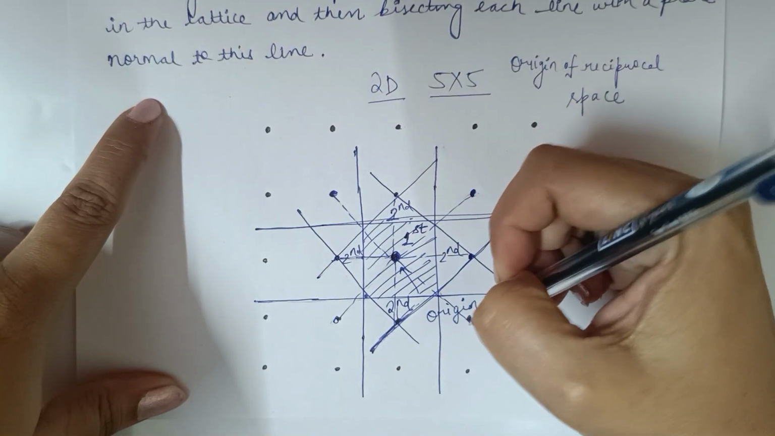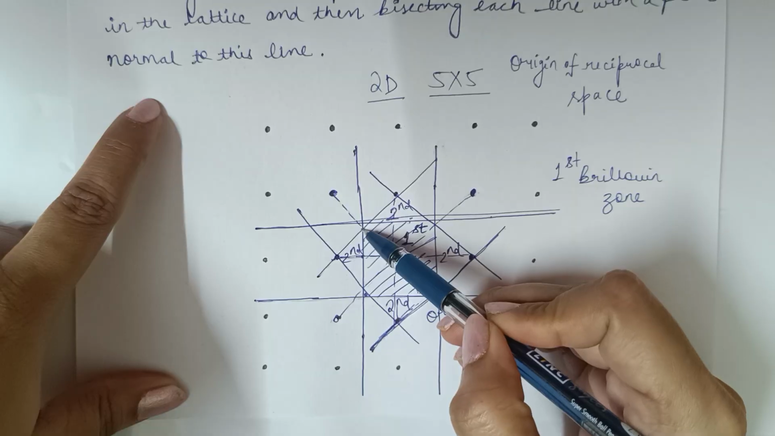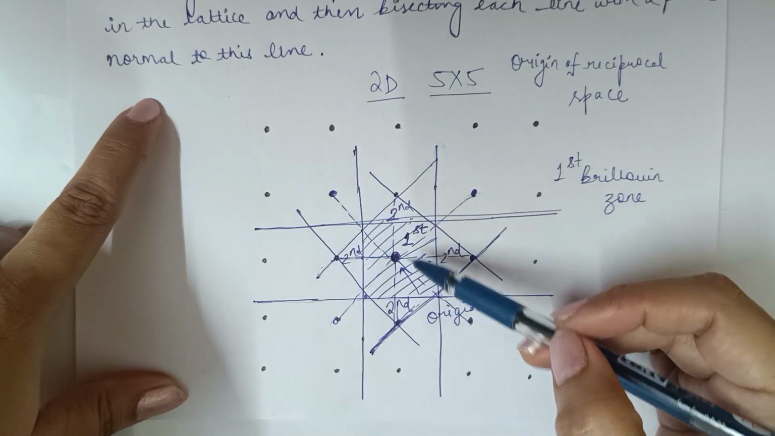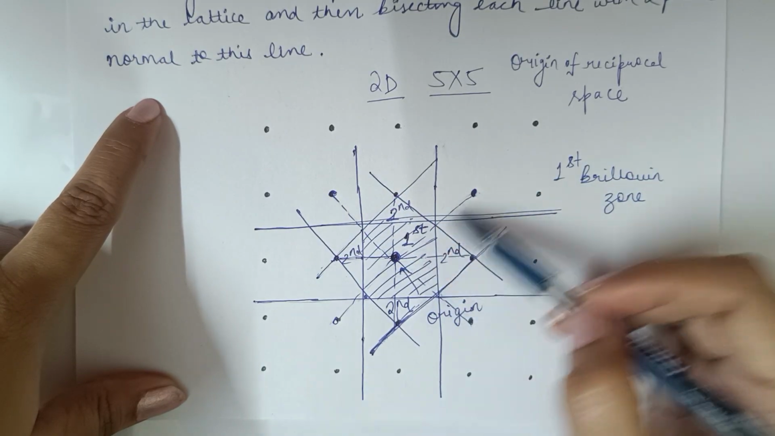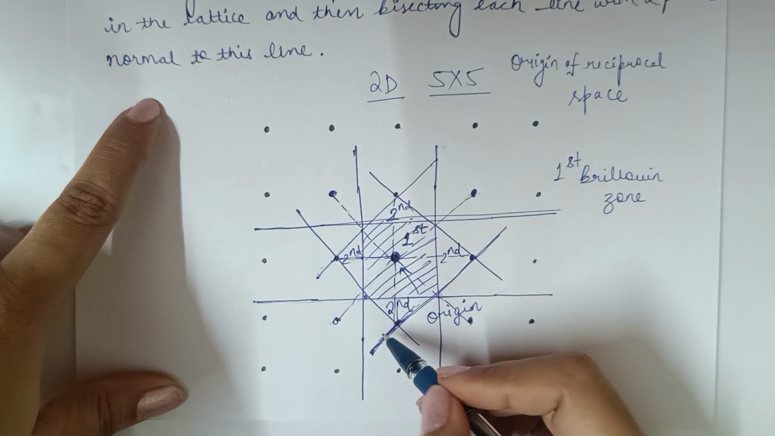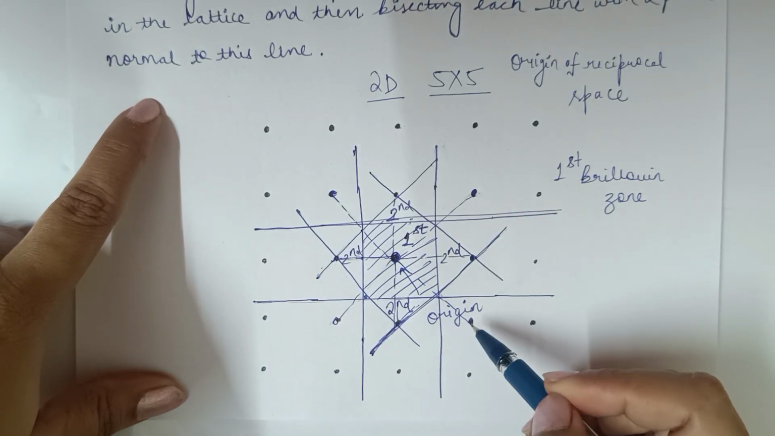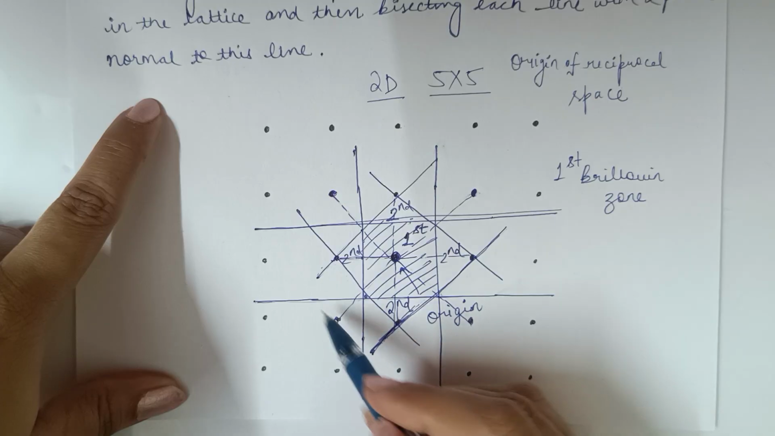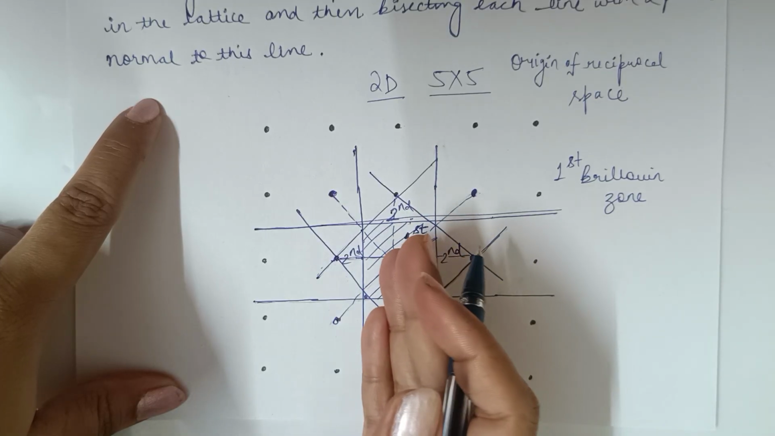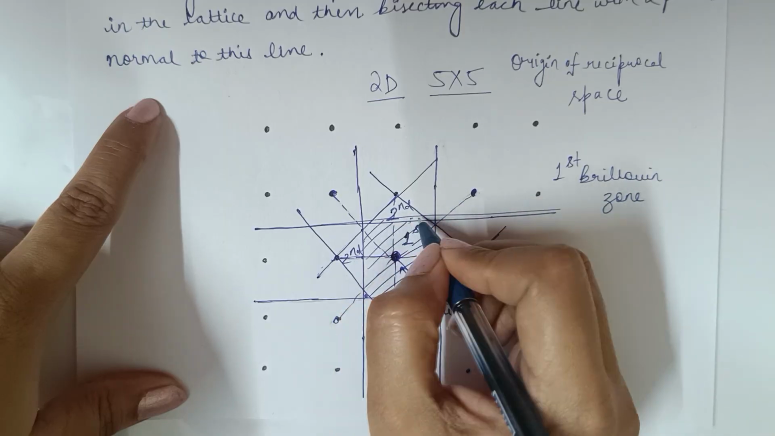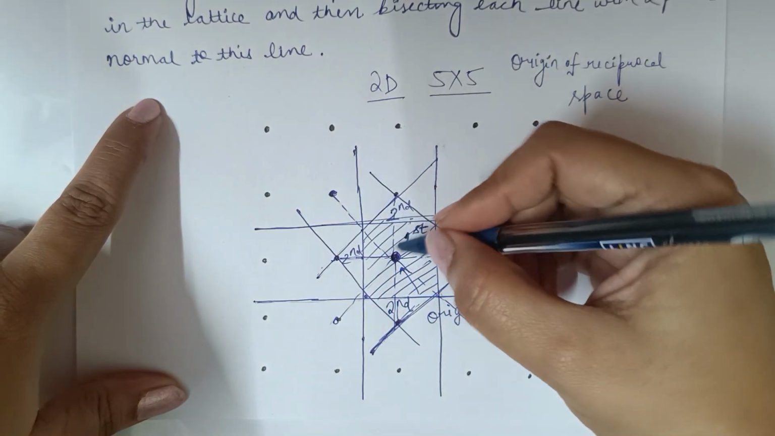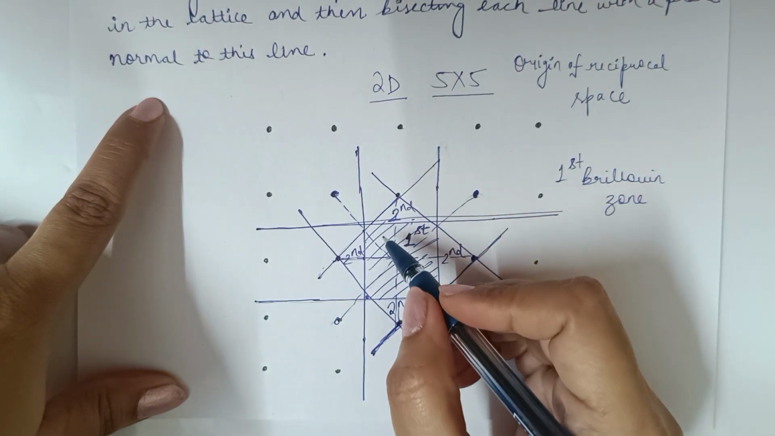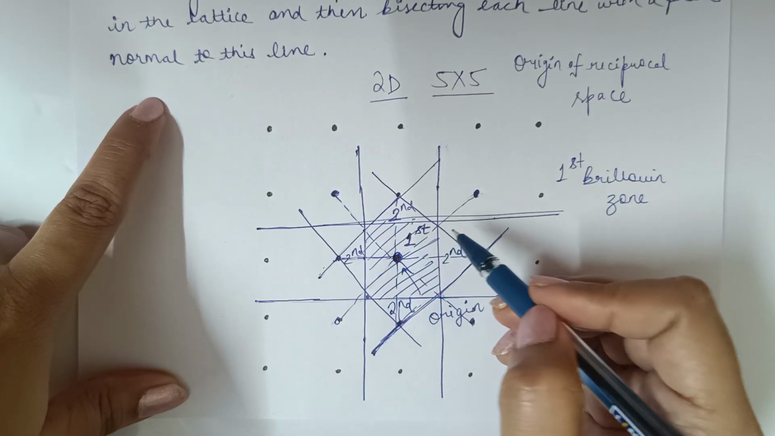So this line to this line. Now we draw the perpendicular bisector like this for this joining line, and then the perpendicular bisector for this line, and again the perpendicular bisector for this line. This is the perpendicular bisector. Okay, so we have done it like that, and this is actually our second Brillouin zone, in which we are taking the next closest lattice point. In a similar way, you can define the third Brillouin zone.